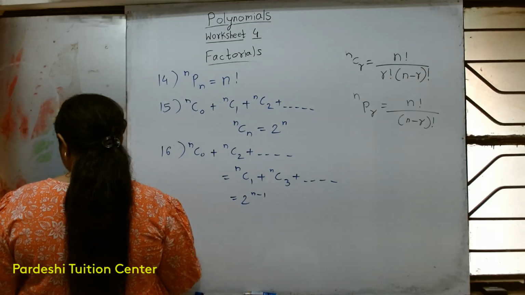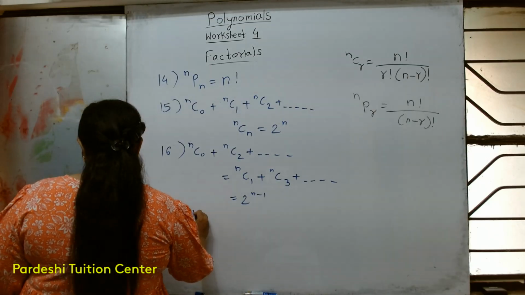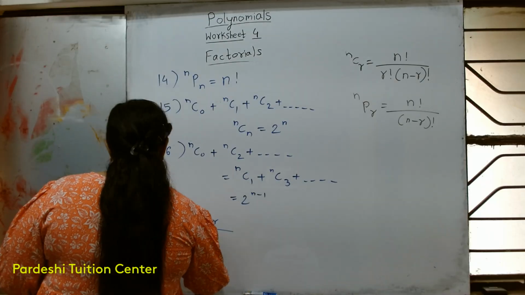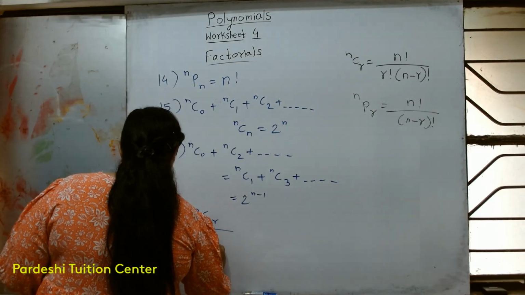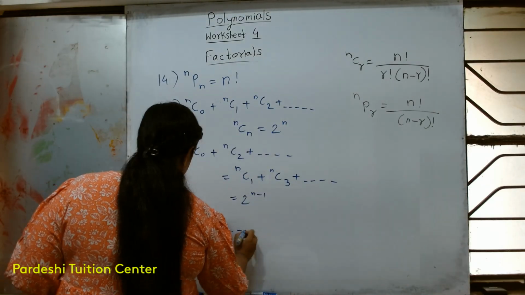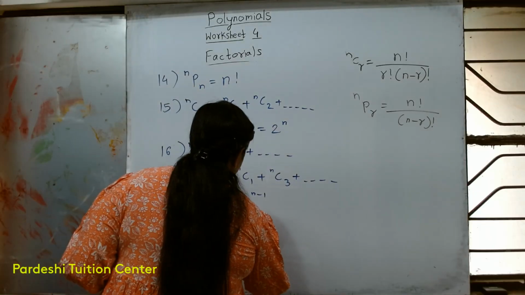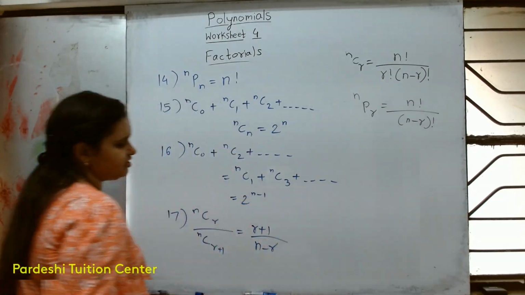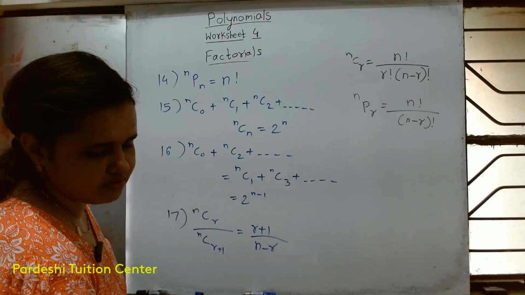Now the 17th formula is nCr upon nC(r plus 1), equal to (r plus 1) upon (n minus r). Just note down all the formulas.